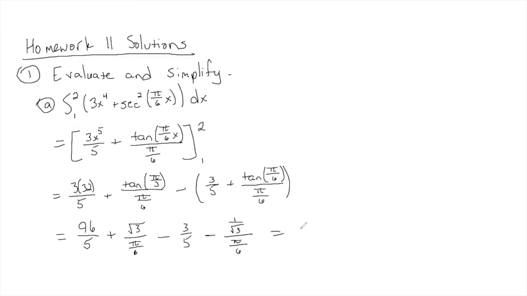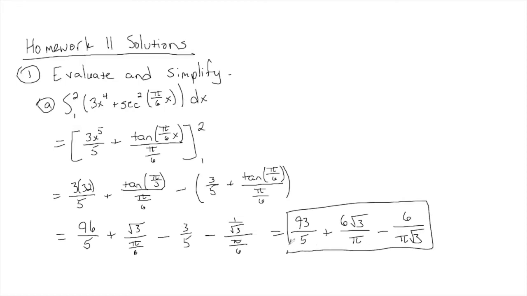Coming over here, 96 minus 3 gives me 93 over 5. And then let's deal with this. Flip this up so I get 6 root 3 over pi. And then over here, I get 6 over pi times root 3. Without getting the common denominator and dealing with that, I would consider this simplified.